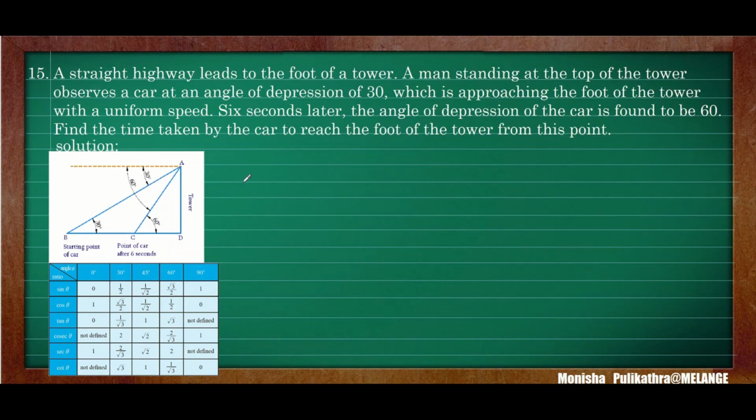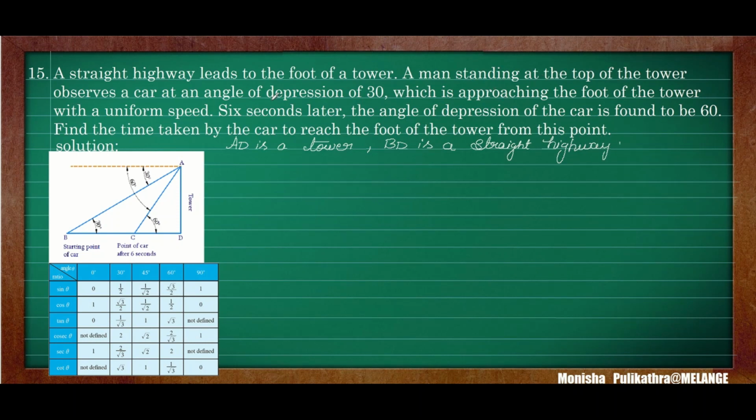Moving on to the 15th question. A straight highway leads to the foot of a tower. Here AD is a tower. A straight highway leads to the foot of the tower. So this BD is a straight highway.